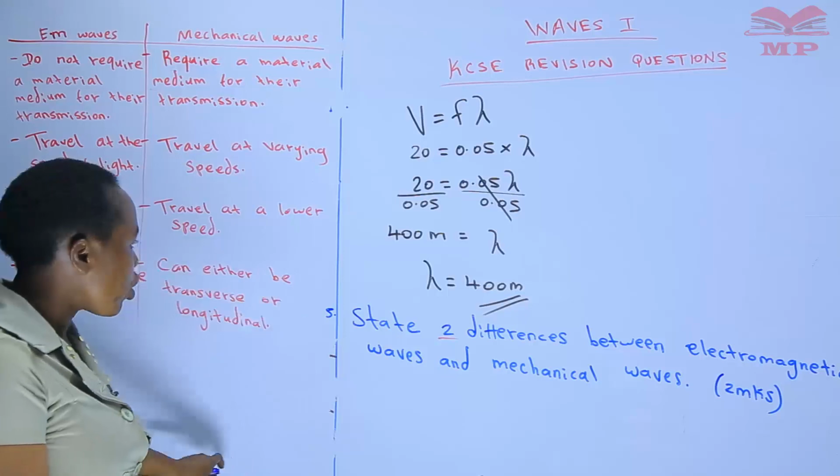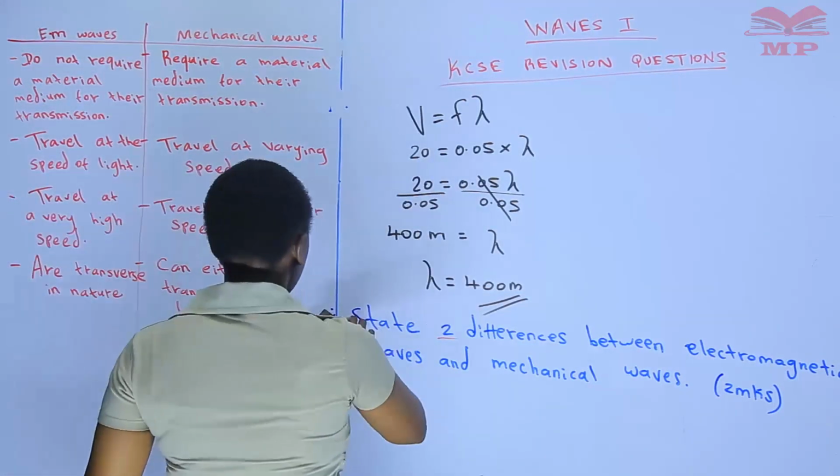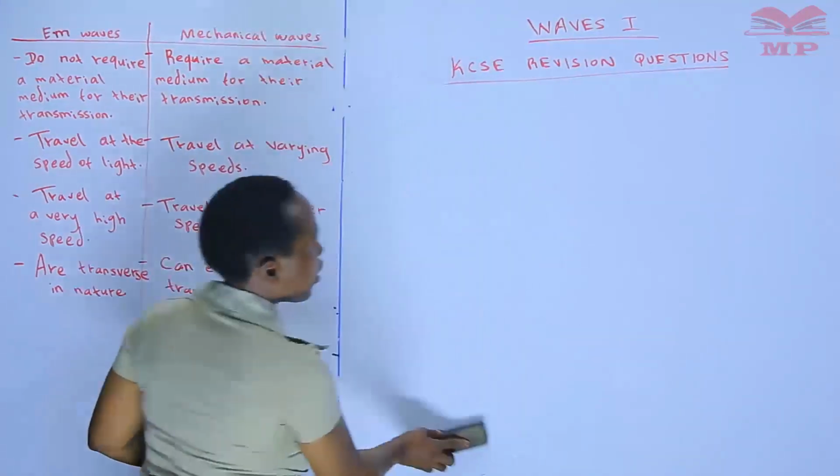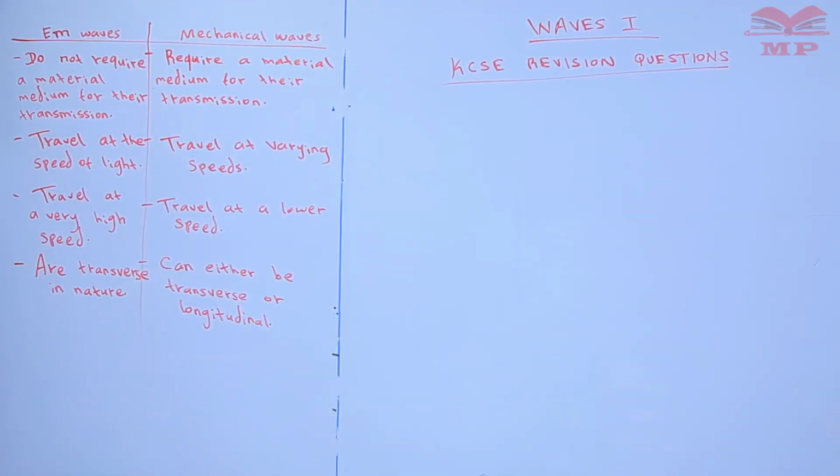So that's our question number 5. We can move ahead and look at question number 6.